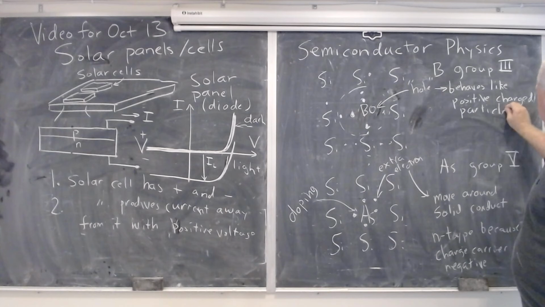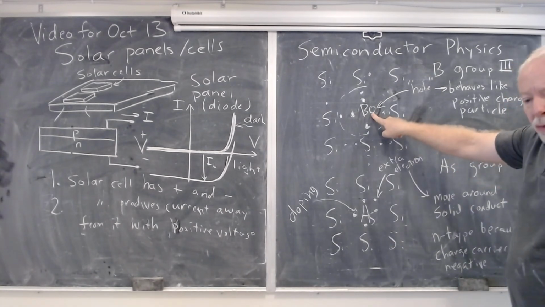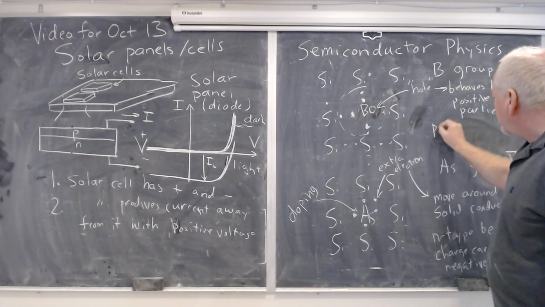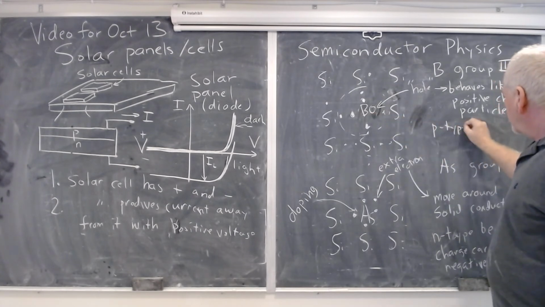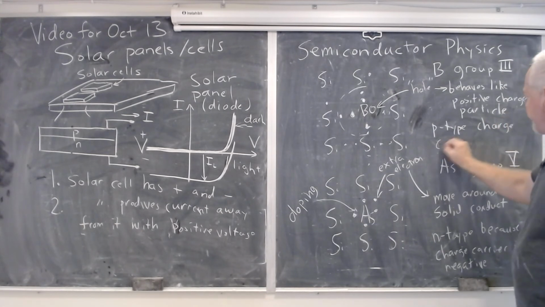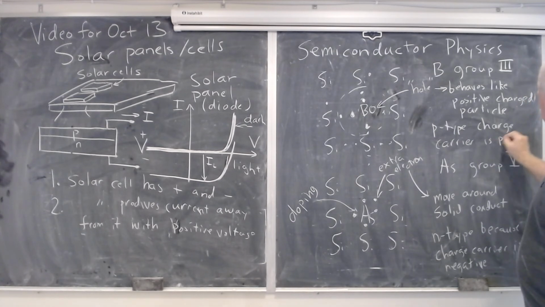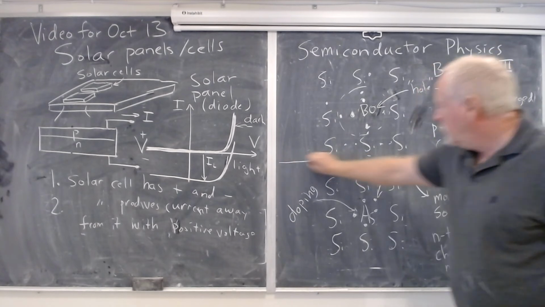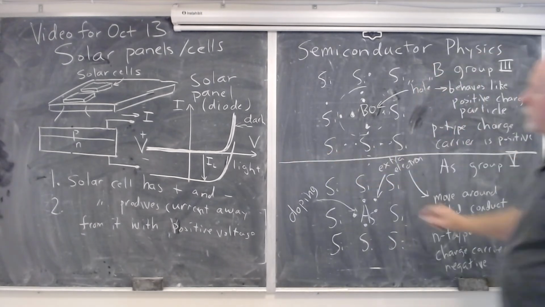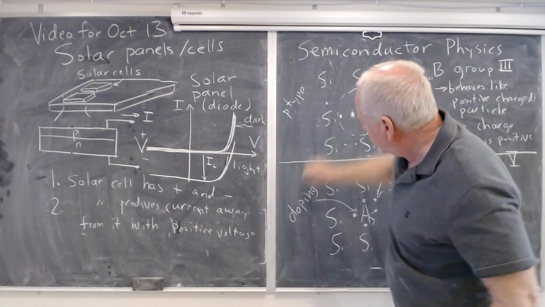All right, and so that hole can conduct electricity, and we call this p-type because the charge carrier is positive. Okay? P-type, N-type.